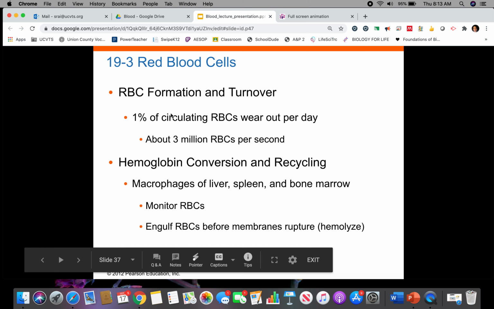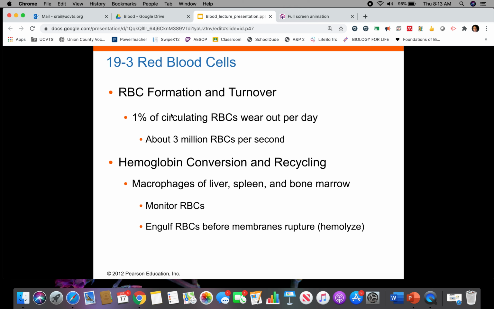On any given day, 1% of the RBCs are being worn out and new ones are produced in the bone marrow. However, if there is excessive blood loss, in that case, notice the word is erythropoietin. Erythropoietin is a hormone that will trigger RBC production in the bone marrow to the extent of 3 million RBCs per second. Staggering amount. So the body has its own mechanisms of creating more and faster RBCs.